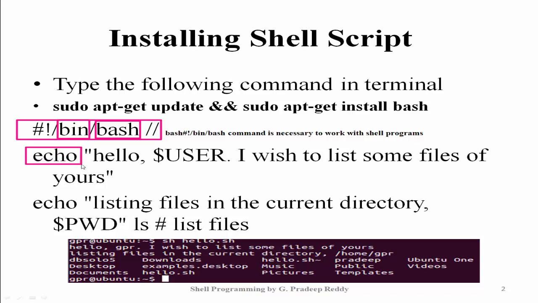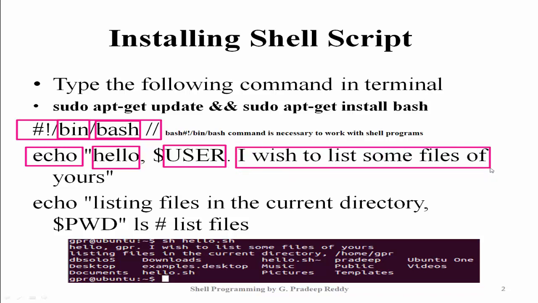Next, here we are going to give an echo. Echo stands for printing a particular text on the screen. Here we have given a hello message. Here the dollar prompt is going to display the shell command. Here we have displayed the user, which means it is going to display who the current user is, and it is going to display a message: I wish to list some of your files, so that it displays the user files. So here it is going to display hello followed by the user, and it is going to display some of the files of the user.